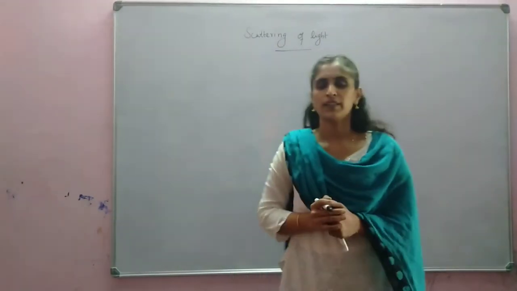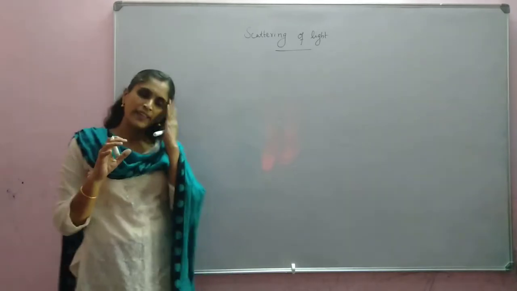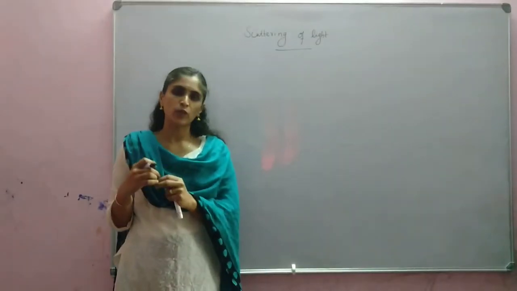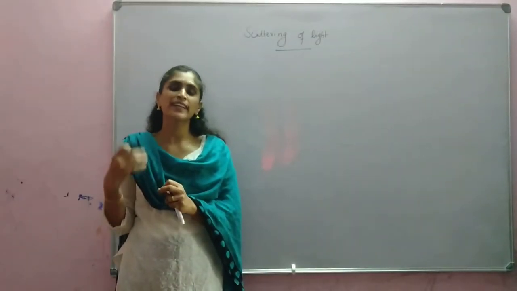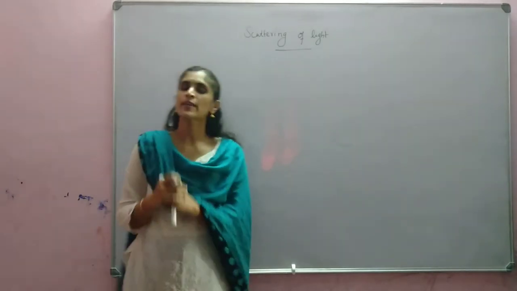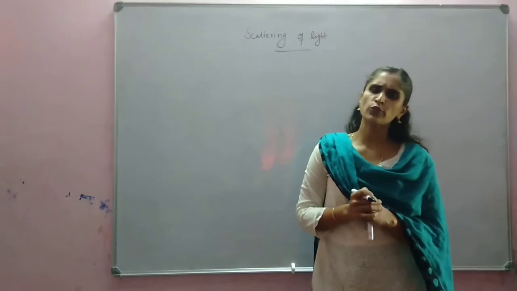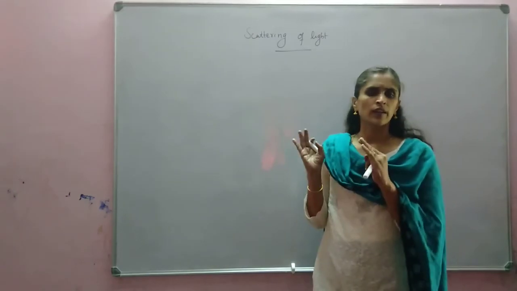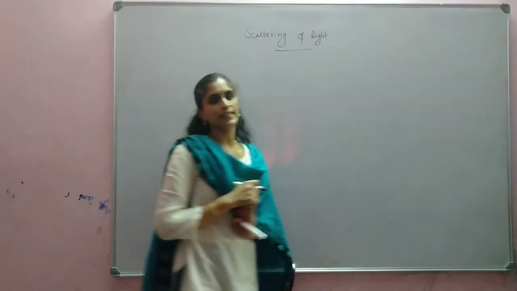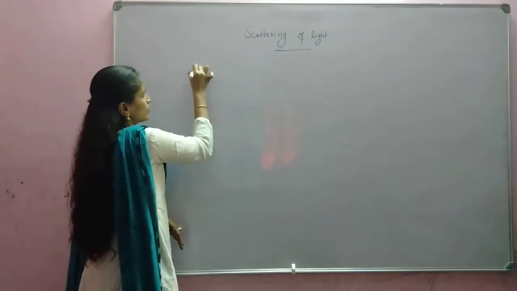Scattering of light. Scattering of light means when light travels through the atmosphere, the light will be absorbed by the molecules, and this light will be re-radiated in different directions, and that phenomenon is known as scattering of light. And this scattering of light we can classify into two: elastic scattering and inelastic scattering. Elastic scattering is also known as Rayleigh scattering. So here we will discuss only about Rayleigh scattering.